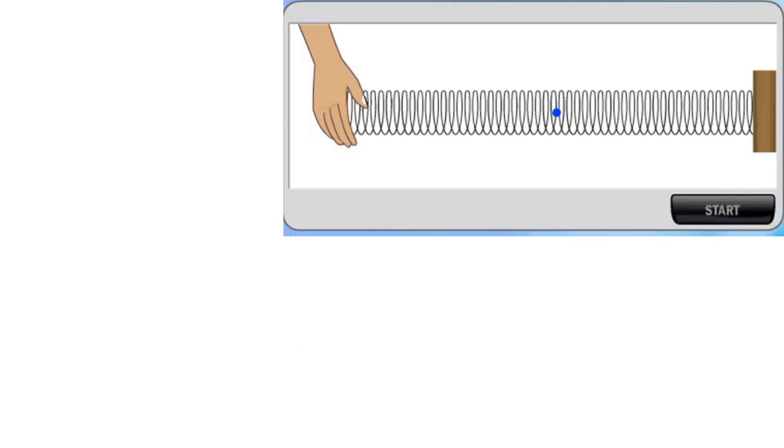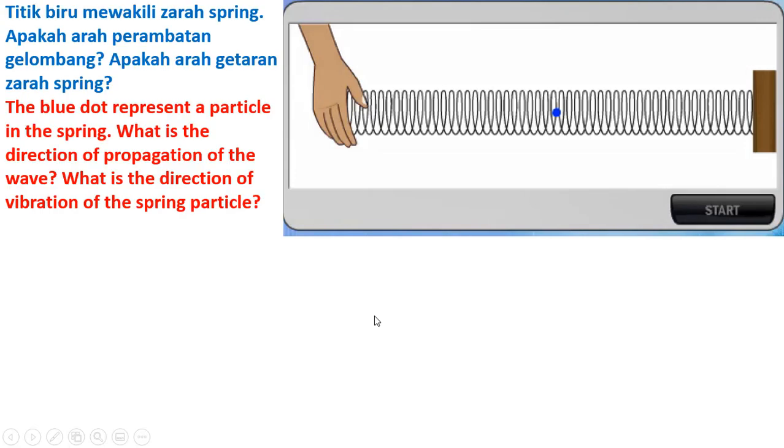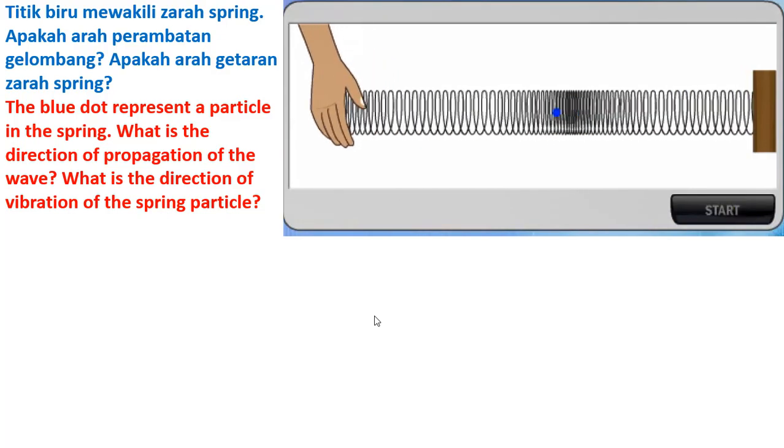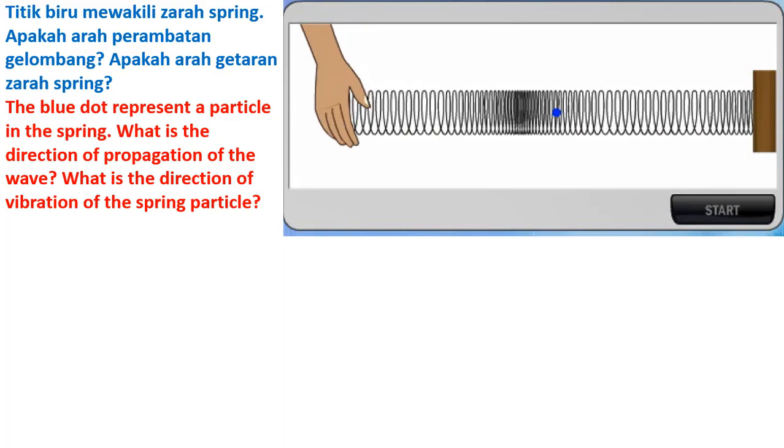We use a Slinky spring to produce transverse and longitudinal waves, when one end of the Slinky spring is fixed and the other end is moved from left to right or up and down. So for the first one, this is the Slinky spring. The blue dots represent particles in the spring. So we will move the spring back and forth, to the right and to the left. So the spring moves. You notice that there is a compression and rarefaction region.